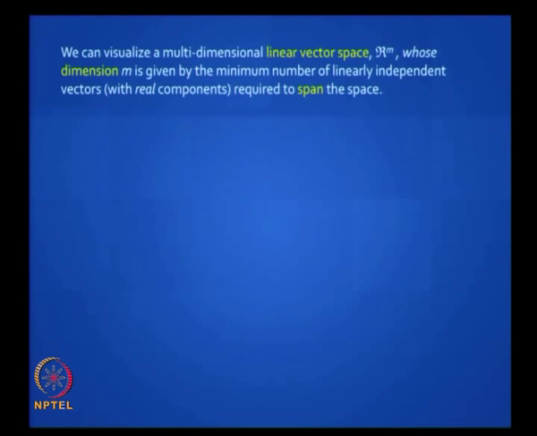Now vectors are important. You know, we are dealing with displacement vectors and force vectors. So they have some meaning, and it is good to see the background. We can visualize a multidimensional linear vector space Rm, whose dimension m is given by the minimum number of linearly independent vectors with real components required to span the space.